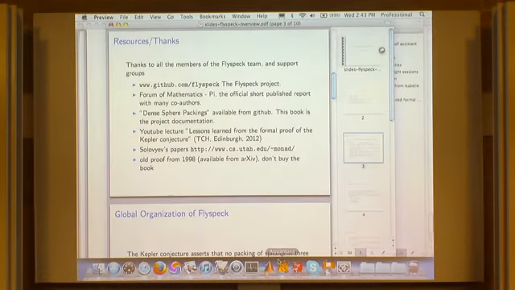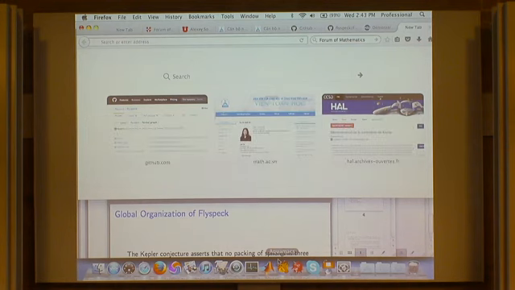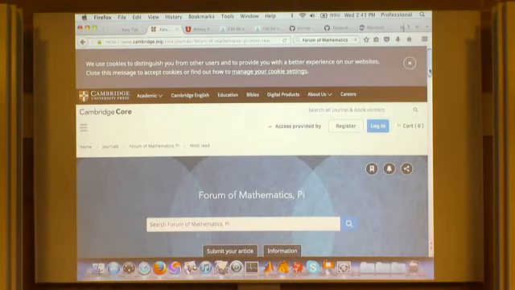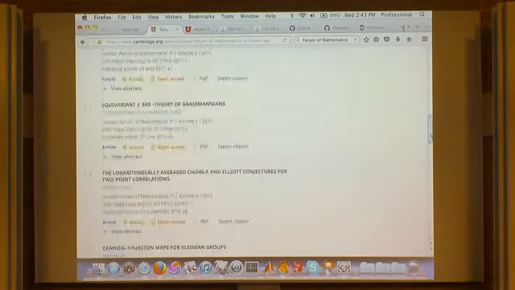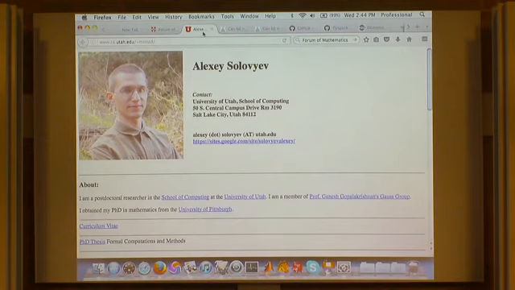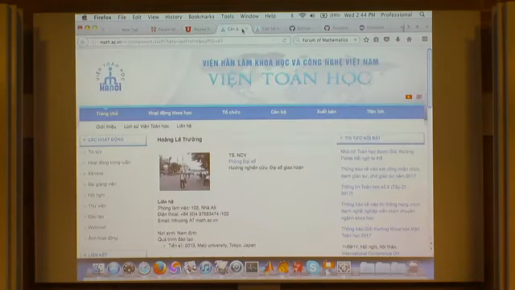So let me just show you a couple of these things. So this is the Forum of Mathematics. And if you go there, you find, if you go to the most read papers trending right now, number one, these are all the collaborators on the paper. So you have access to it there. This is Alexei Solovyev that I just mentioned. The picture is a little small here.